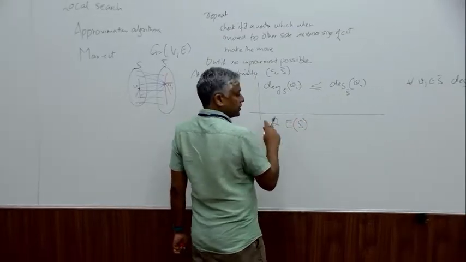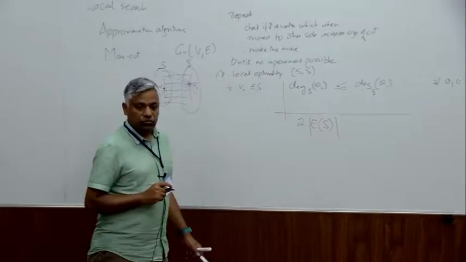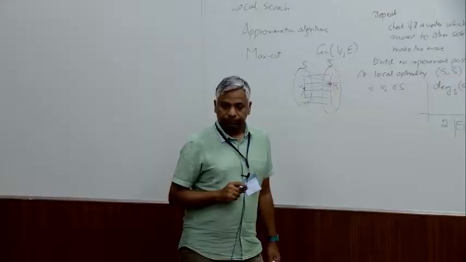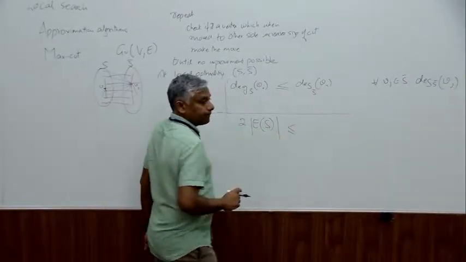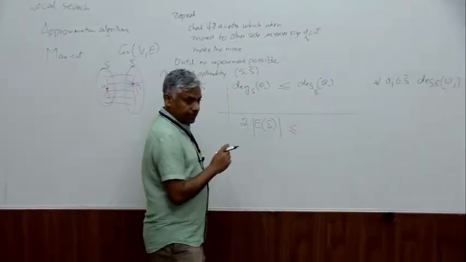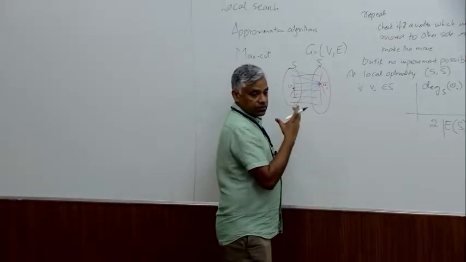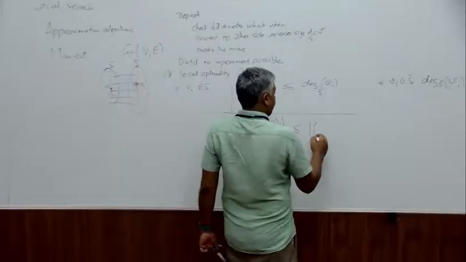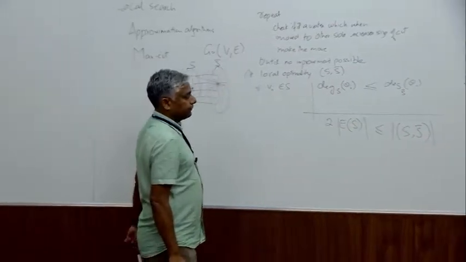Let's say E of S denotes the set of edges within S. So 2 times the size of this. What's this going to be? Size of the cut. Everyone sees that? Because for every vertex here, I'm looking at what its degree is there. So it's exactly the size of the cut. So S, S complement is the cut, and the size of the cut is that.